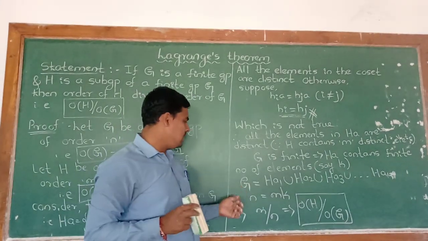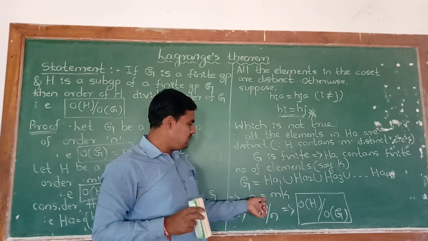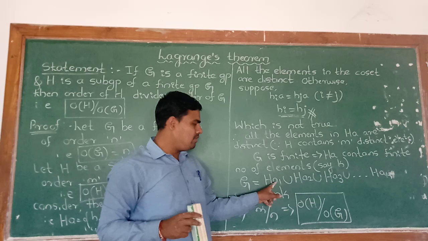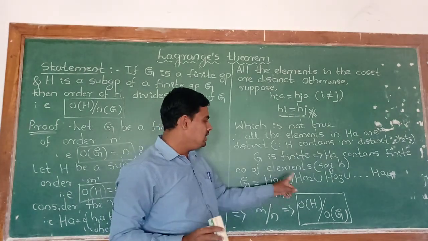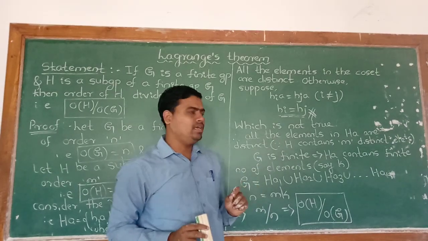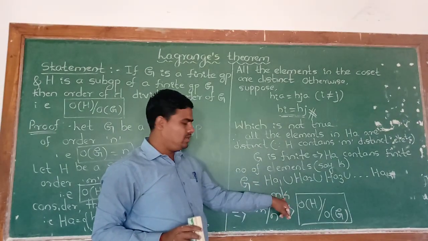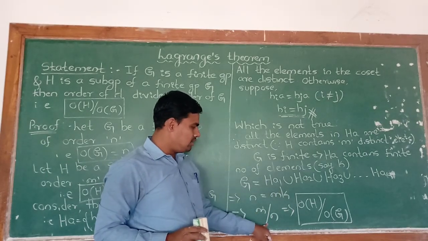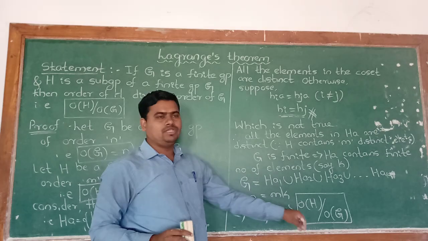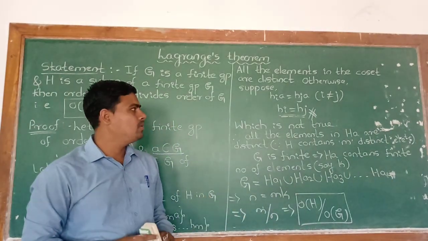G. That implies the order of G is equal to the order of H into k. This Ha1 contains m number of elements, Ha2 contains m number of elements, up to Hak. Therefore, this can be written as n is equal to m into k, or m divides n. M is nothing but the order of H, and n is the order of G. This is the required proof. Okay, thank you.